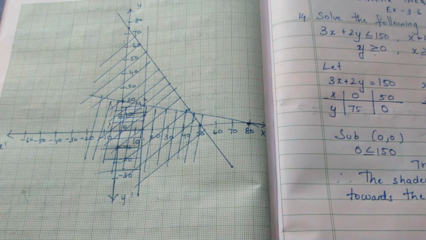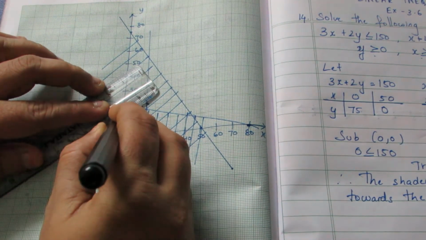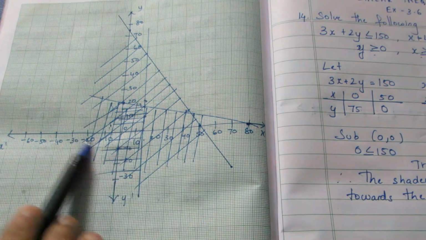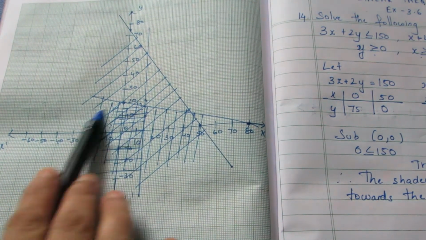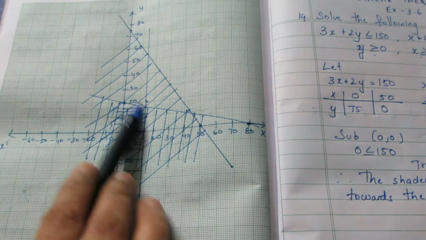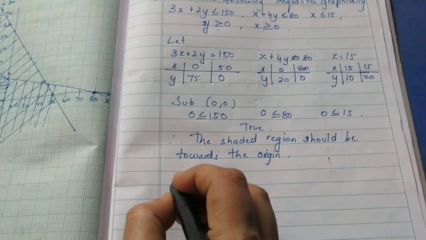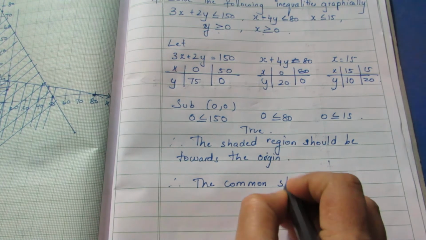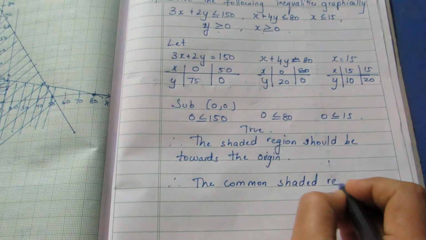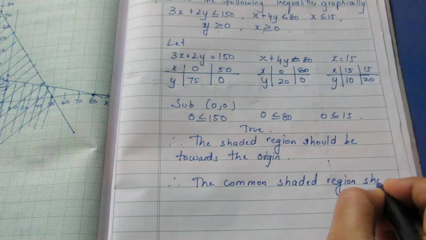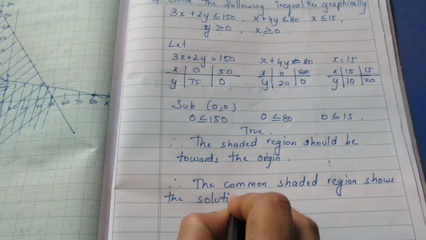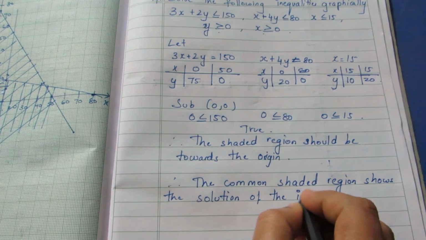So the common region shows the solution of the given inequalities. This is the common region where all of them intersect, so this common shaded region shows the solution of the given inequalities.